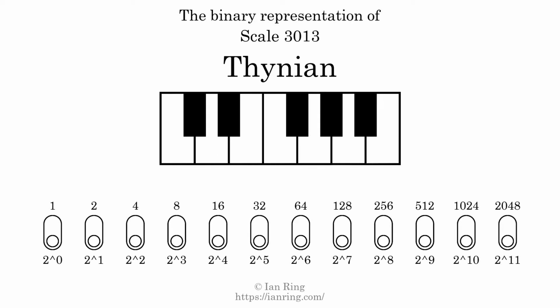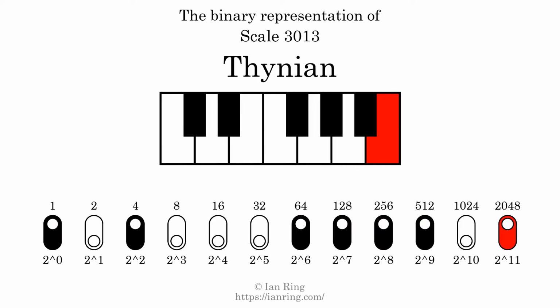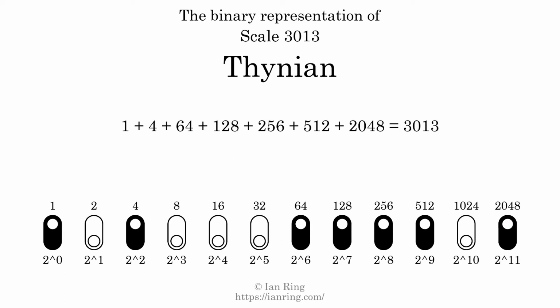The binary representation of this scale is determined by mapping tones of the scale to binary digits. Each binary digit represents a power of 2. To get the scale number, we add the powers of 2 together. The powers of 2 that are present in the scale, all added together, equals 3013. That is why the scale number, in decimal, is 3013.